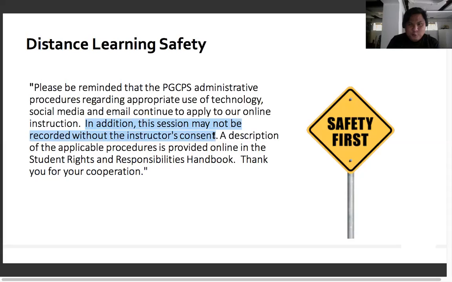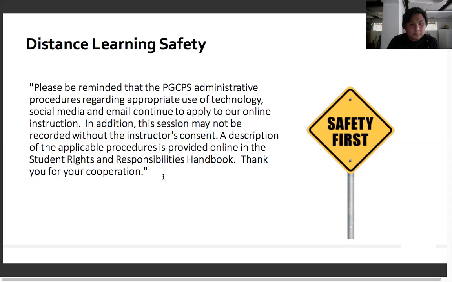So there is no use for you guys to re-record a recorded one. Okay, we will understand it as the recording cannot be shared without the instructor's consent, which is me, right? My consent. Anyways, if you would like to read more of the applicable procedures, it is provided in the Student Rights and Responsibilities Handbook. Thank you for your cooperation.